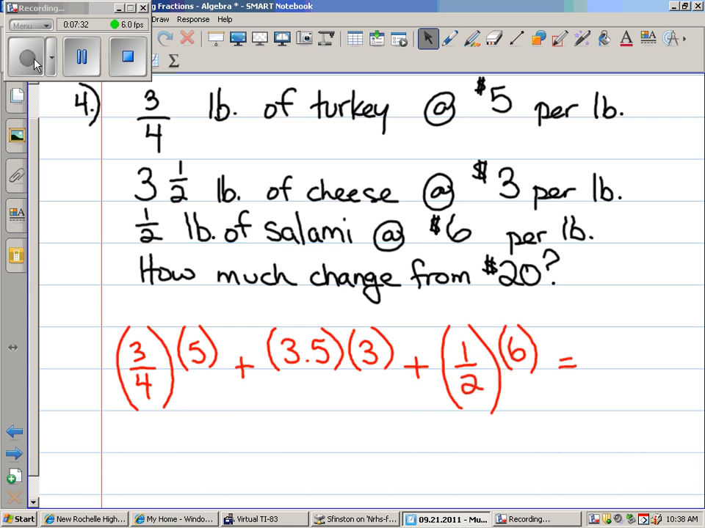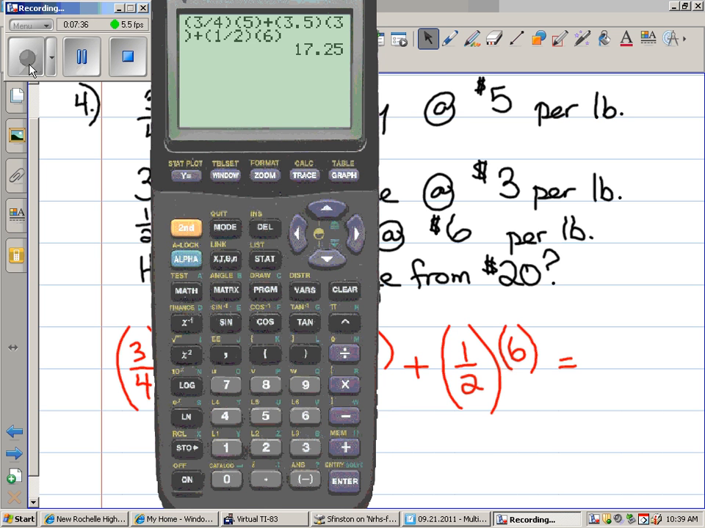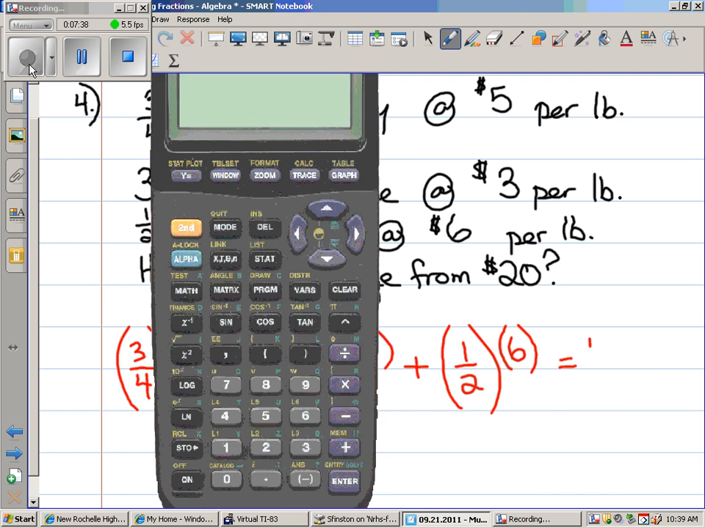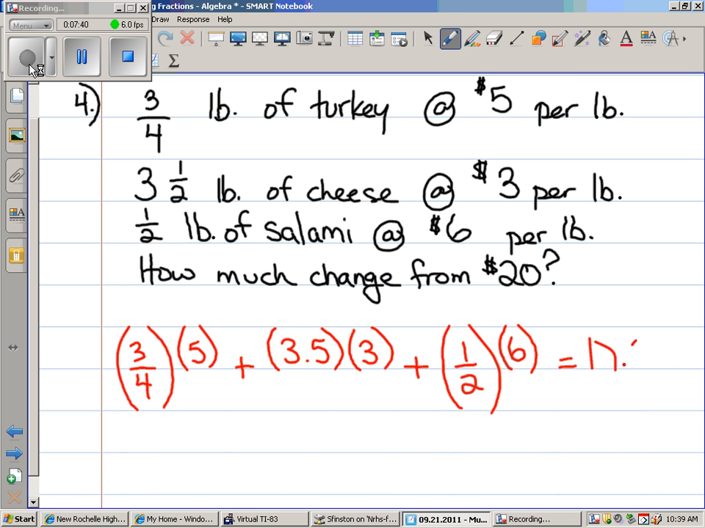Okay, so we're going to punch it all into our calculator. It turned out we're going to pay $17.25 for all of our sandwich meats. We're going to tag on the tax later. Hold on one second. We're not finished, and this is my point.